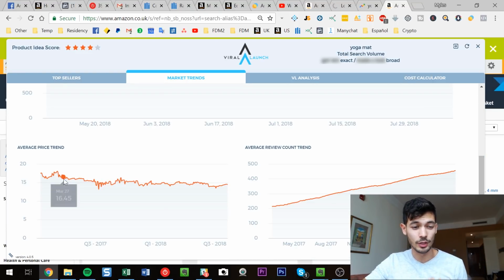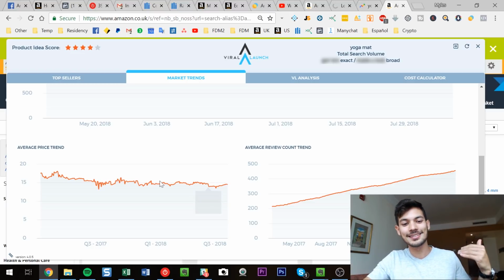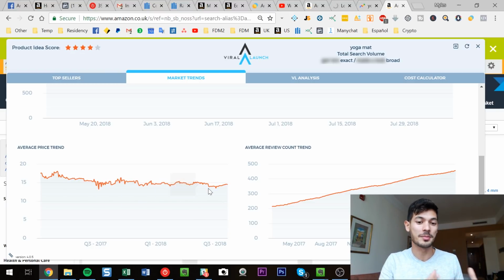The other thing here, which is really cool, is the average price trend. So what you can see is that over time, is this niche stable? Or are the prices, normally you'll see the prices going down rather than going up. And what that means is that niche has become super competitive, and that leads to people dropping their prices to be able to compete.